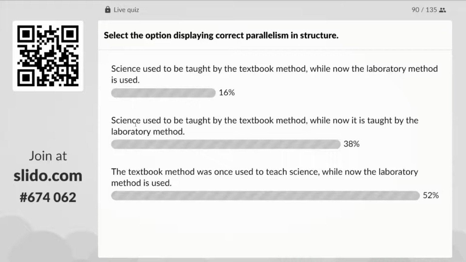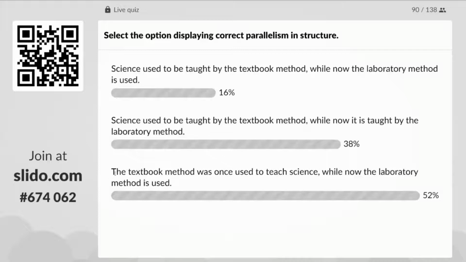Let's look at the second one. Science used to be taught by the textbook method, while now it is taught by the laboratory method. Used to be taught, now it is taught. Same format. It is taught, right? It is correct. The second one is correct.